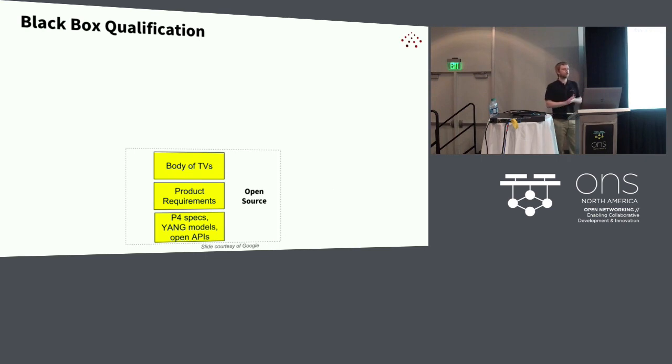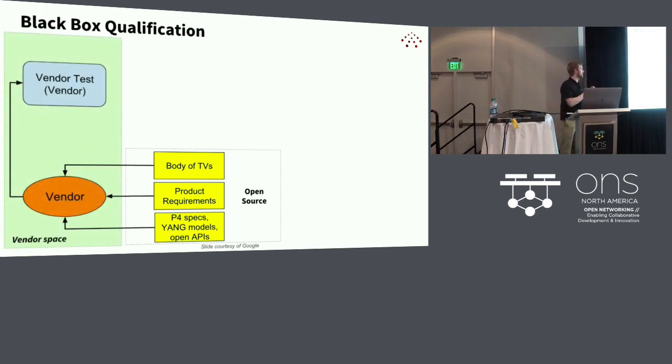And there's 3 critical parts to the overall solution of qualifying a white box or black box, as the case may be. You start with a body of test vectors. These come from the community, from vendors, from operators. We have a set of product requirements, and then a set of open P4 specifications, Yang models like the OpenConfig models, and our interfaces that we've described.